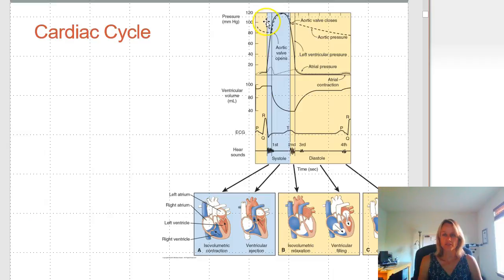And then you'll also want to review the cardiac cycle. Make sure you understand what is happening during ventricular systole and during ventricular diastole. Know when the heart valves open and close, and what conditions, systole or diastole, cause those changes.